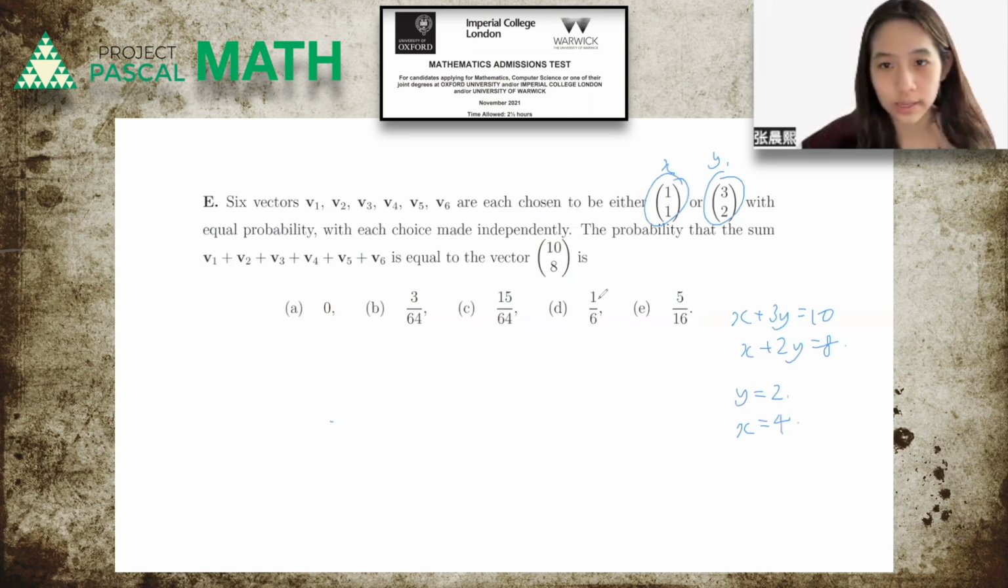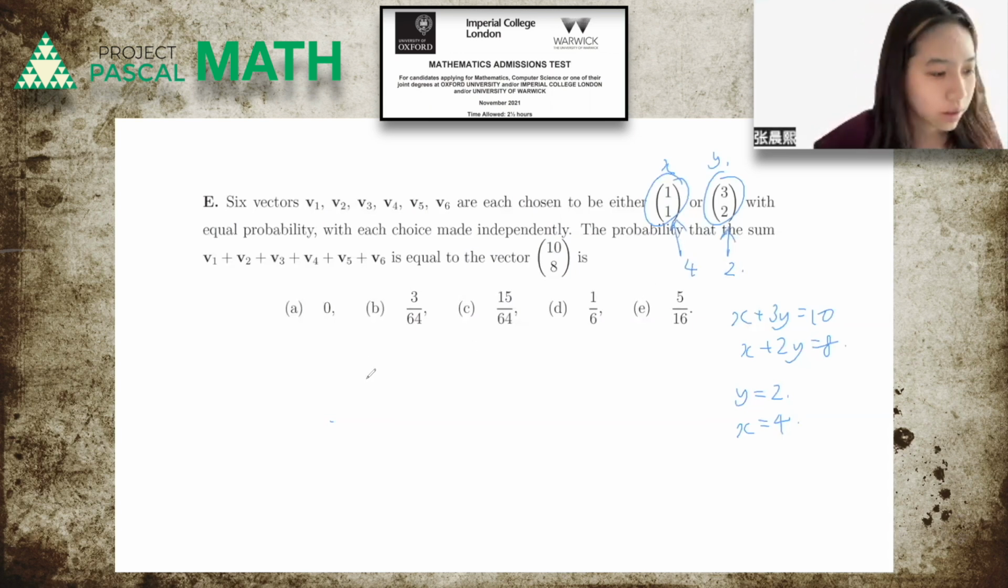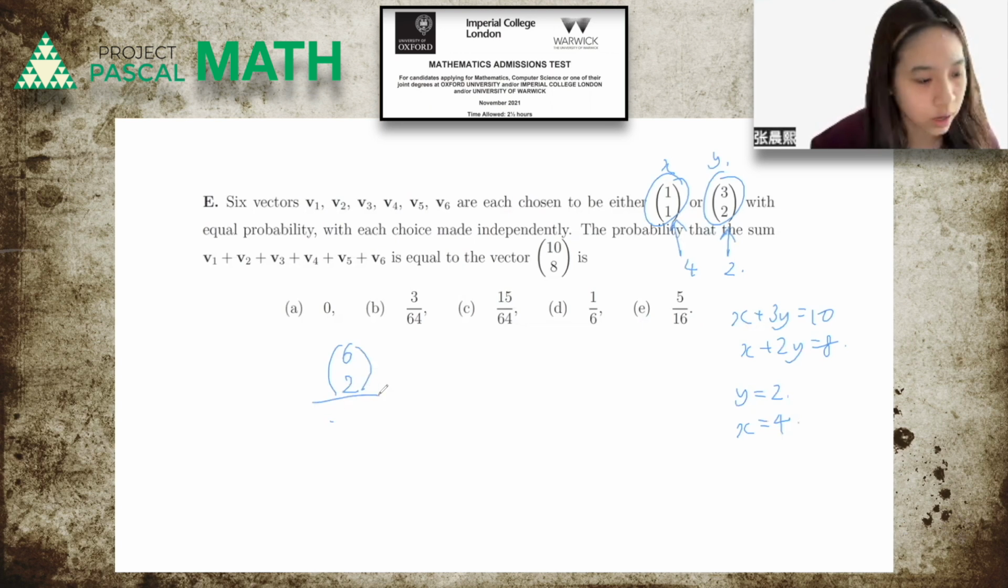4. So then it's essentially like you having to choose 4 of these out of 6 such that 4 of these is this and 2 of it is this. So then it's like you taking 6 choose 2 divided by 2 to the power 6, which gives you 15 over 64. So the answer is C.